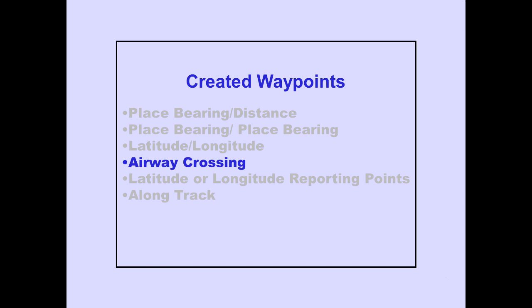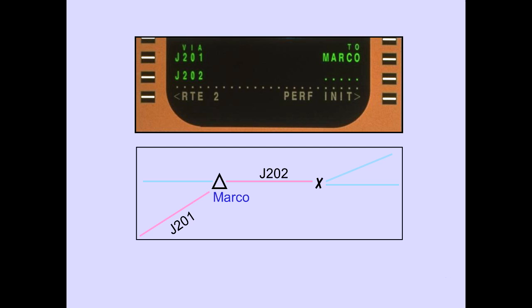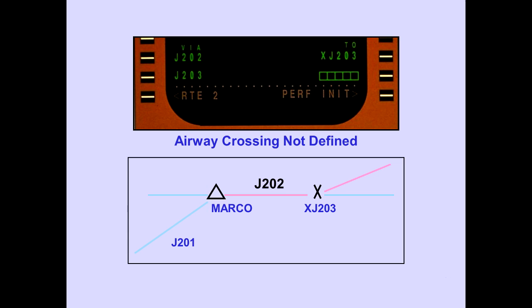Now, let's look at airway crossing points. When the intersection of two airways is defined in the navigation database, that intersection will be the airway crossing point. If the intersection of two airways is not defined in the navigation database, the FMC creates an airway crossing point. The waypoint is stored as a latitude-longitude.